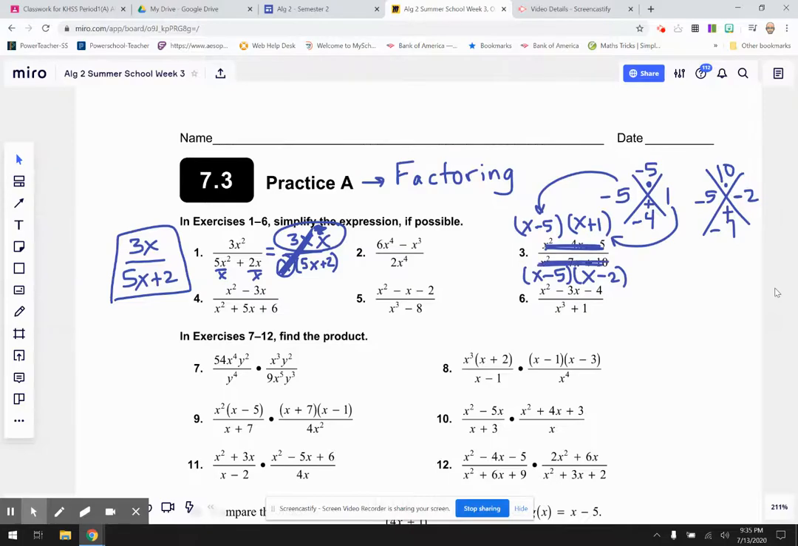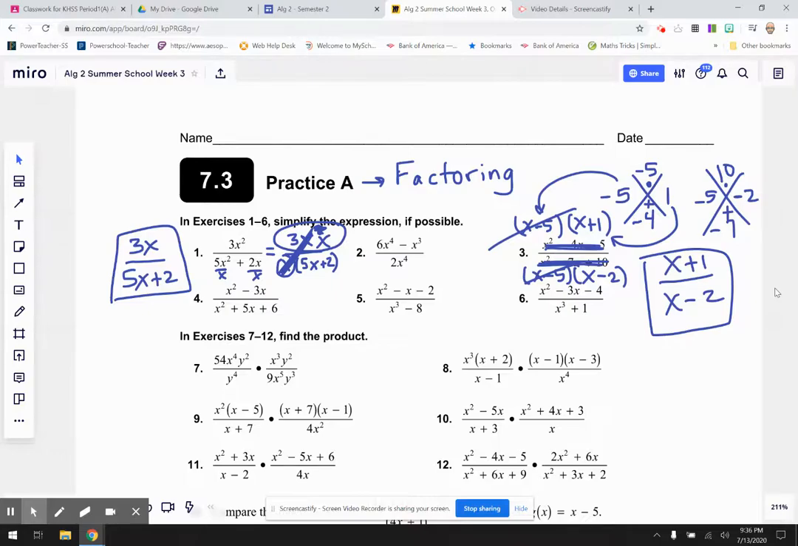I don't need them anymore, and I can see if there's anything identical on top and bottom. And luckily there is, the x minus 5s. So what we have left on top is x plus 1. What you have left on the bottom is x minus 2. And remember, you cannot cancel out those x's because they have pluses and minuses in them, not multiplications. You can only reduce when they're being multiplied. So you cannot cross out those x's.